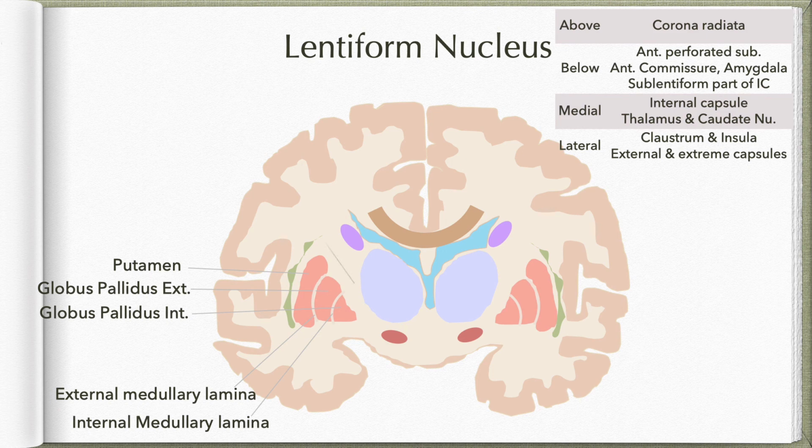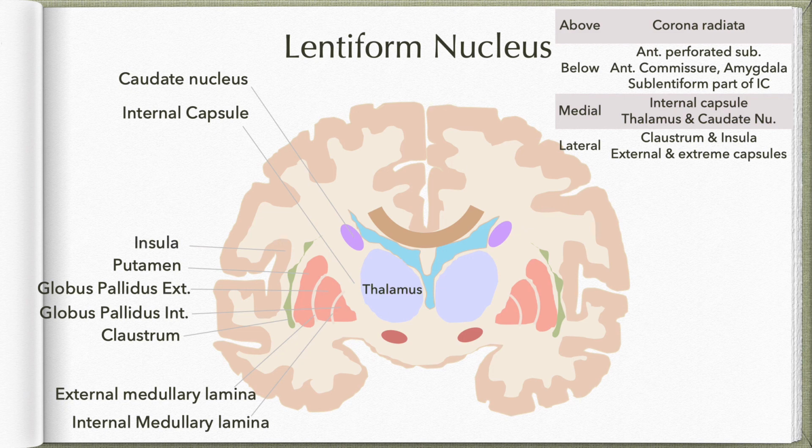Medially, the lentiform nucleus is related to anterior limb, genu and posterior limb of the internal capsule, and further medially it is related to caudate nucleus and thalamus. On the lateral aspect, the lentiform nucleus is related to claustrum, further laterally to the insular cortex. Between the lentiform nucleus and claustrum we have external capsule, and between the claustrum and insular cortex we have extreme capsule.